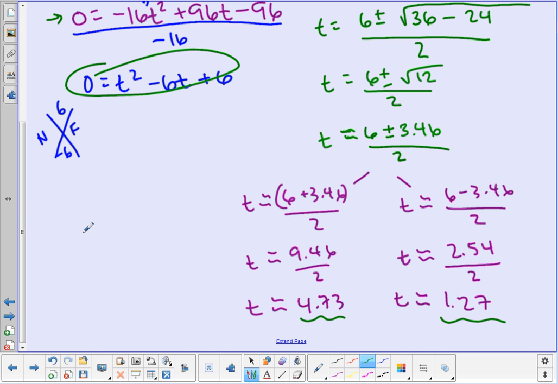These are both true. What's happening here is, let's say this is the projectile. It's going up and then it's coming down. Well, we want to know when it hits 96 feet. That's the 96 feet that I have going on there. So it hits it in two spots. It hits it going up, which we can assume is the 1.27 seconds, and it hits it coming back down, which is the 4.73. So in two places, both are viable answers, are true answers. So 1.27 and 4.73 seconds.